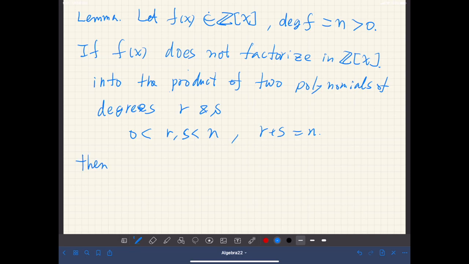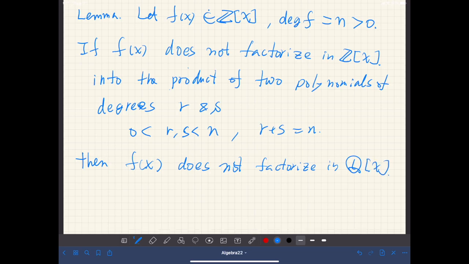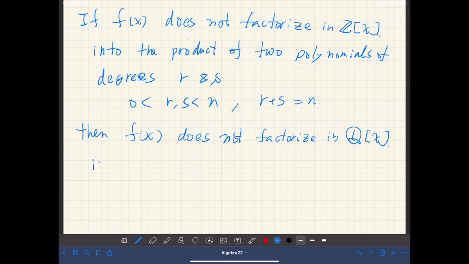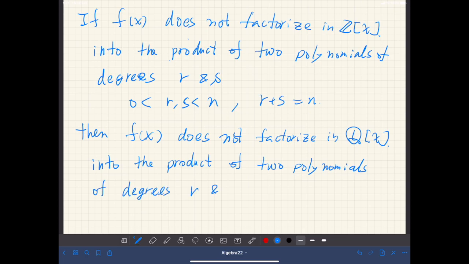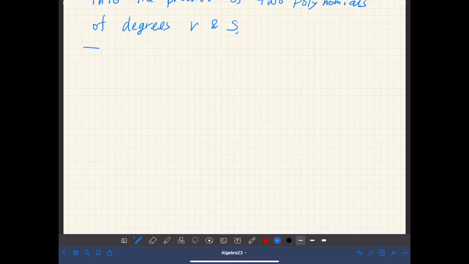Then f of x does not factorize in Q[x] into the product of two polynomials of degrees r and s. We prove this lemma by contradiction.